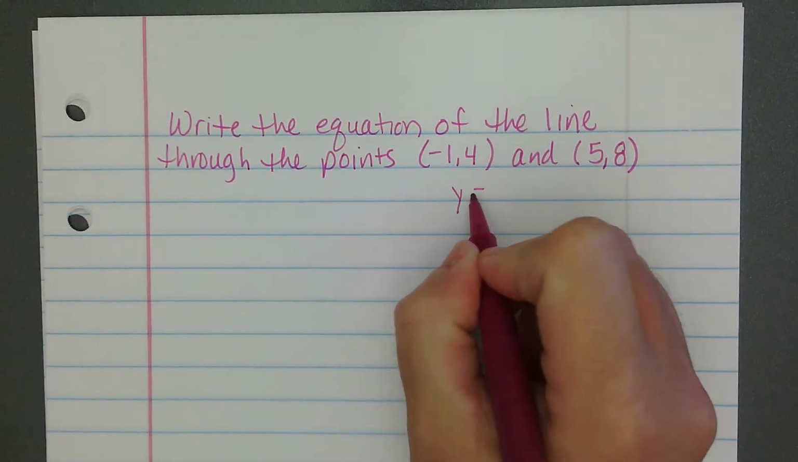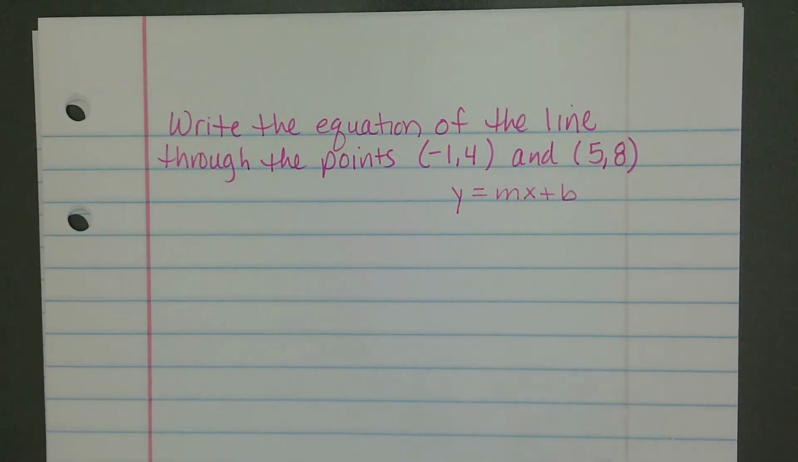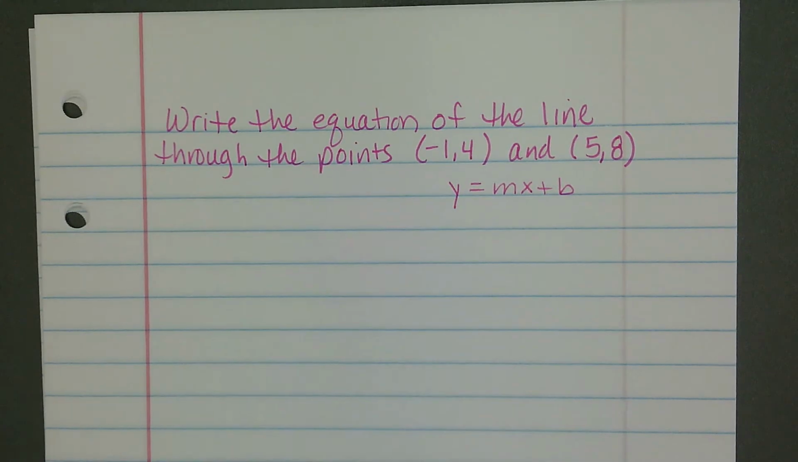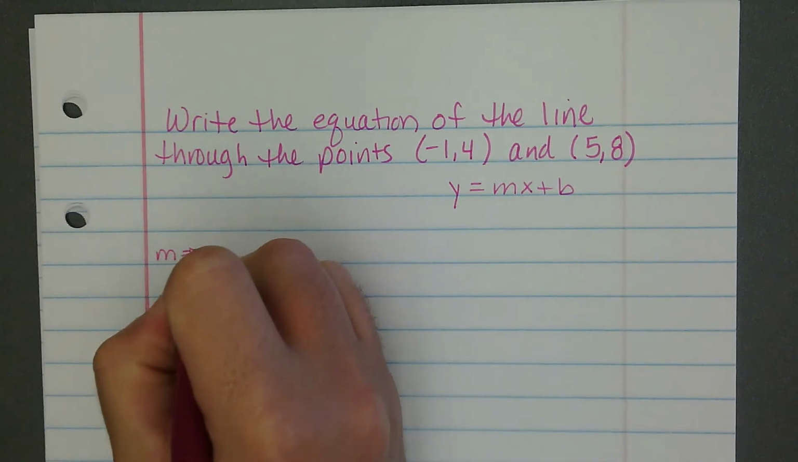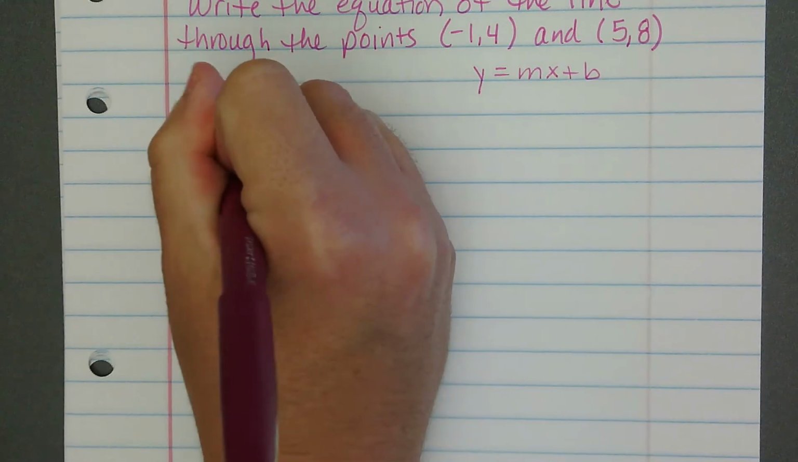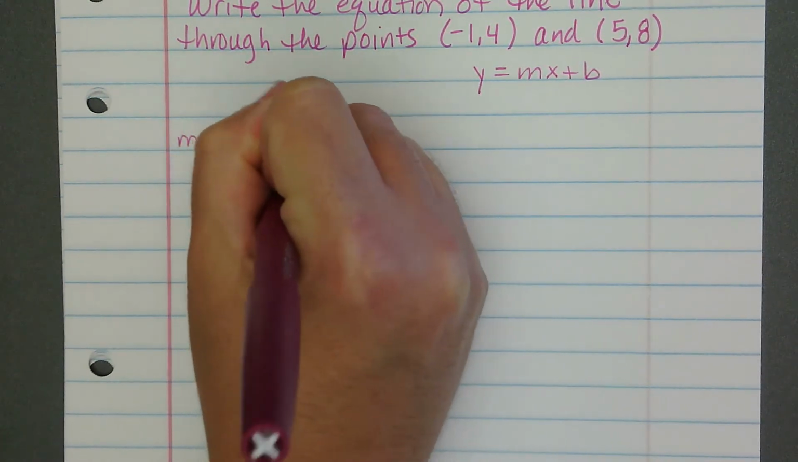So over here, I like to put y equals mx plus b to remind myself that at the end, I'm going to substitute in the m and I'm going to substitute in the b when I'm totally done. So I have to find both pieces. The first step is finding the m, which is the slope. So in order to do that, I'm going to use slope formula. Slope formula is y2 minus y1 over x2 minus x1.